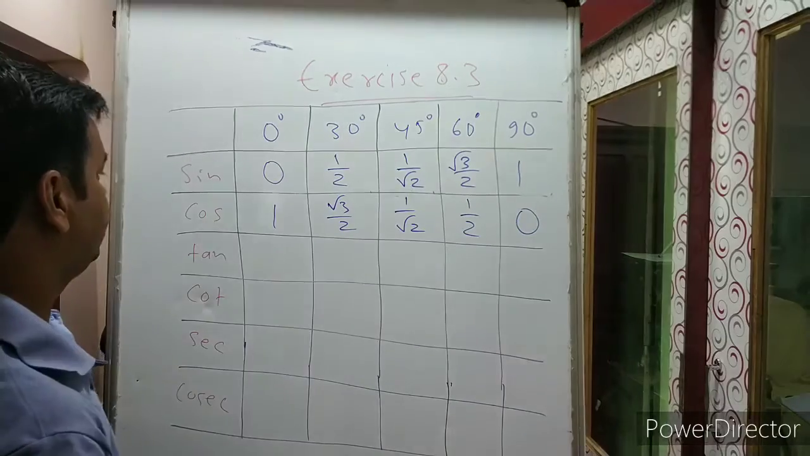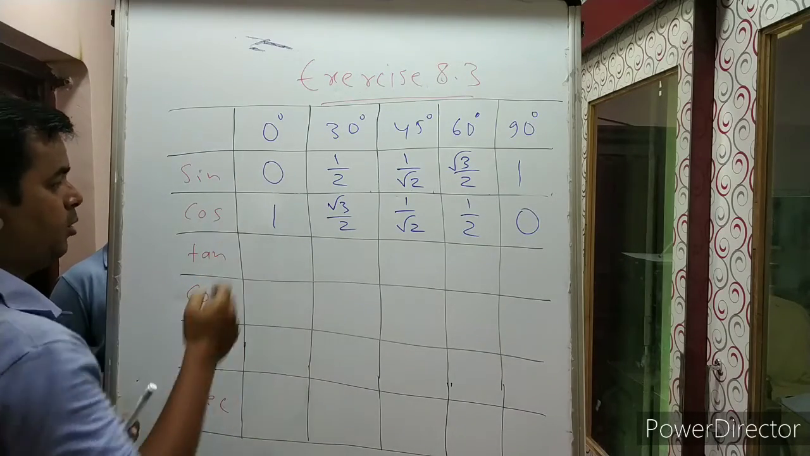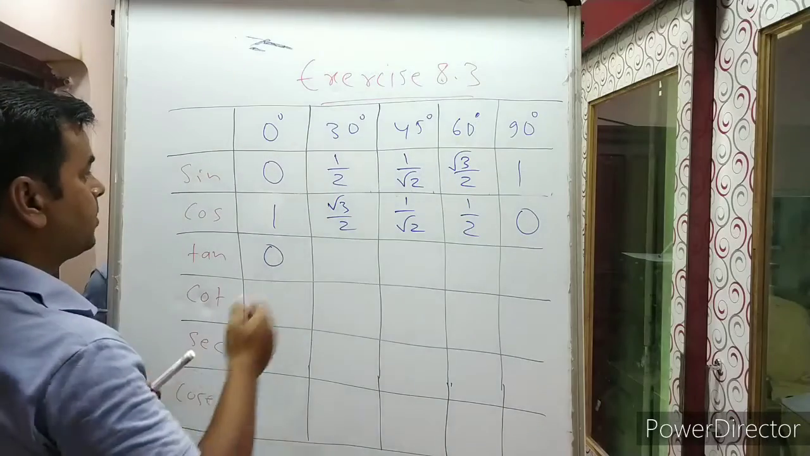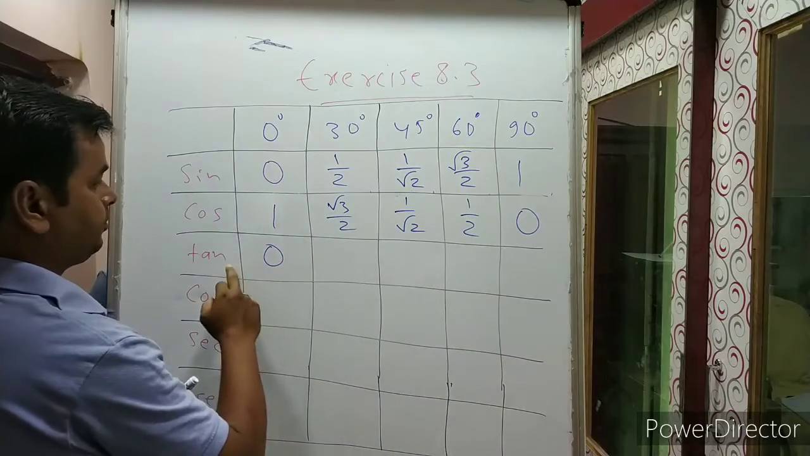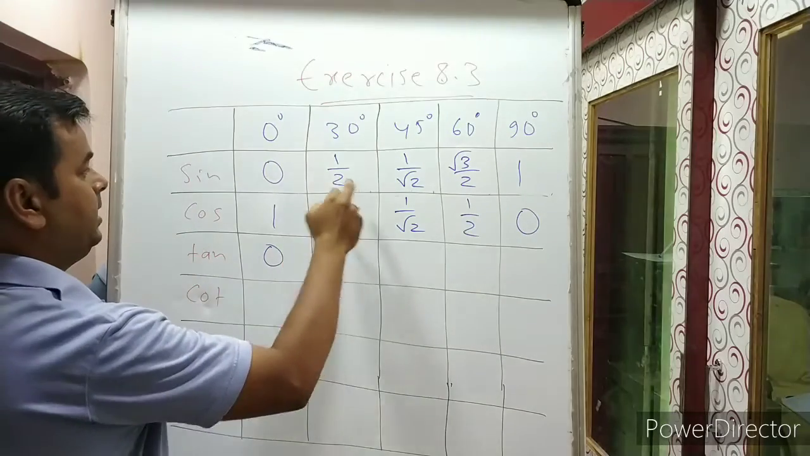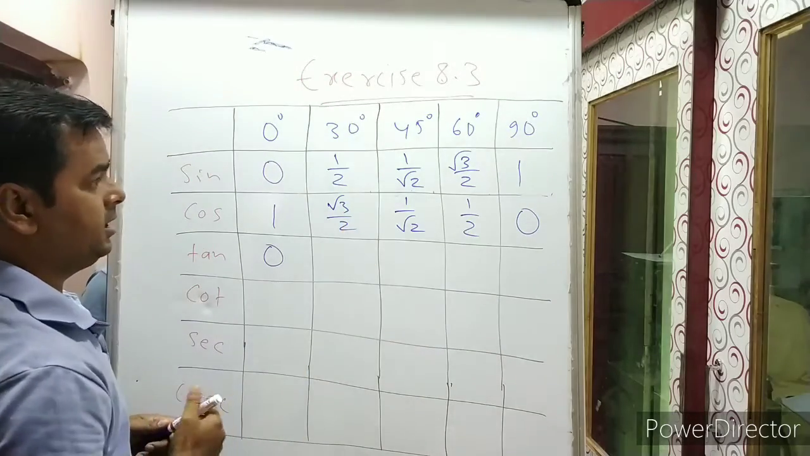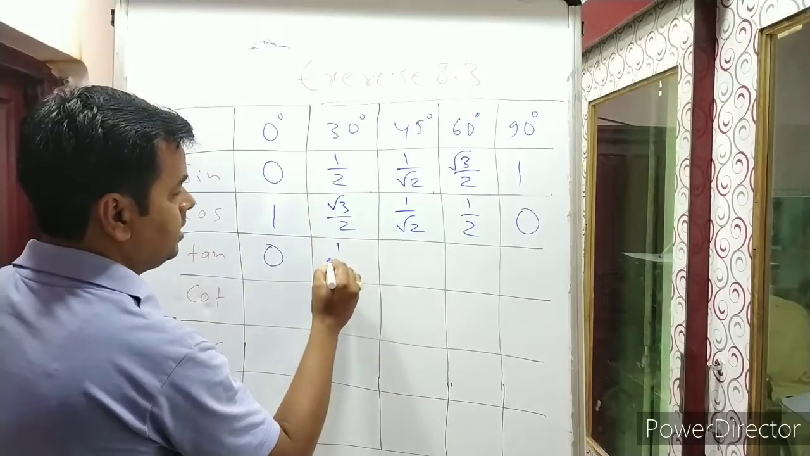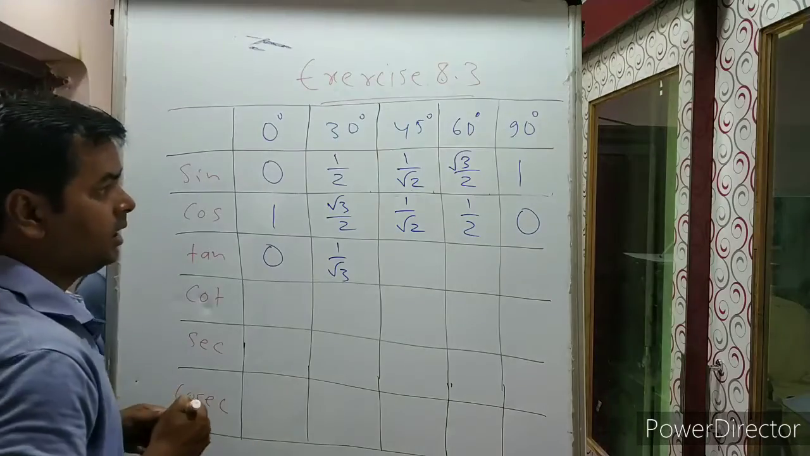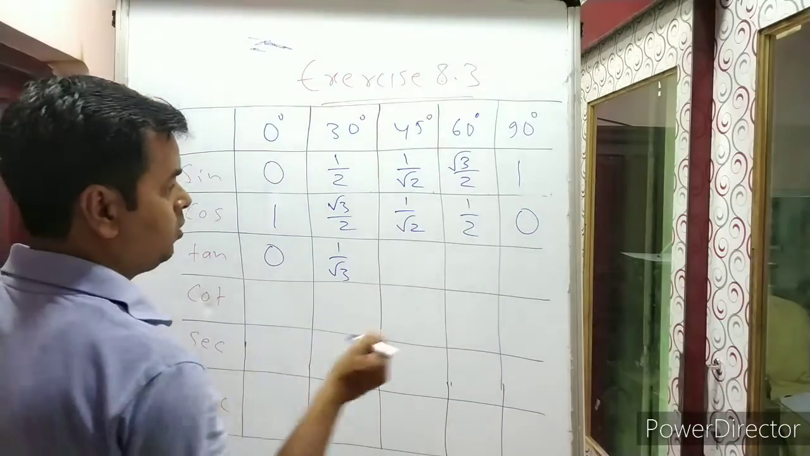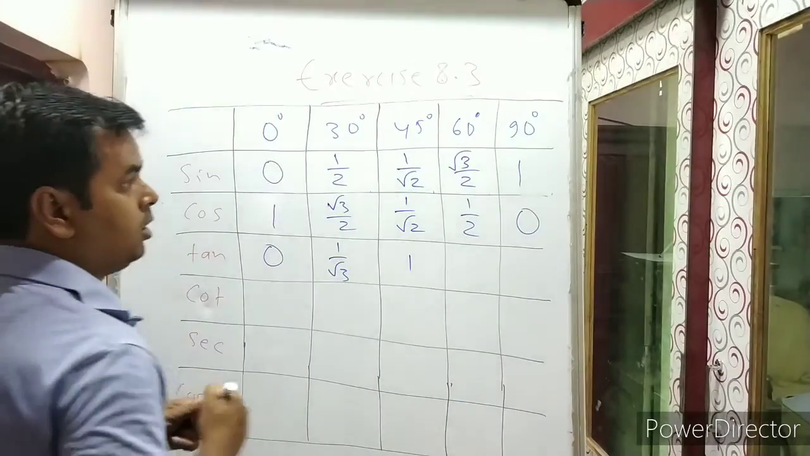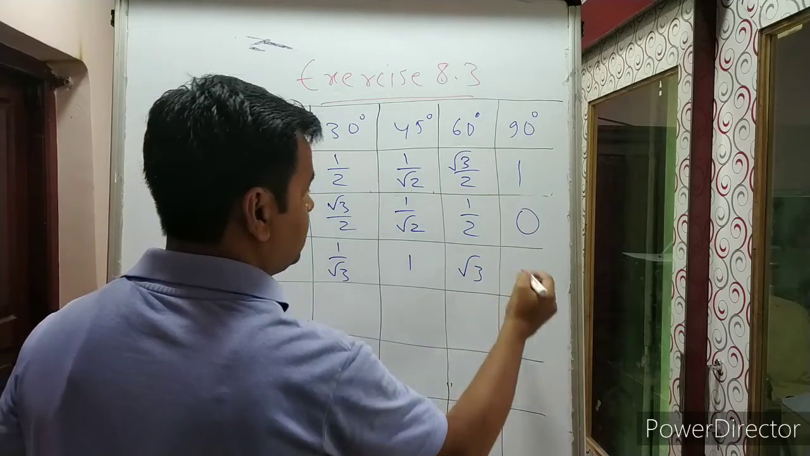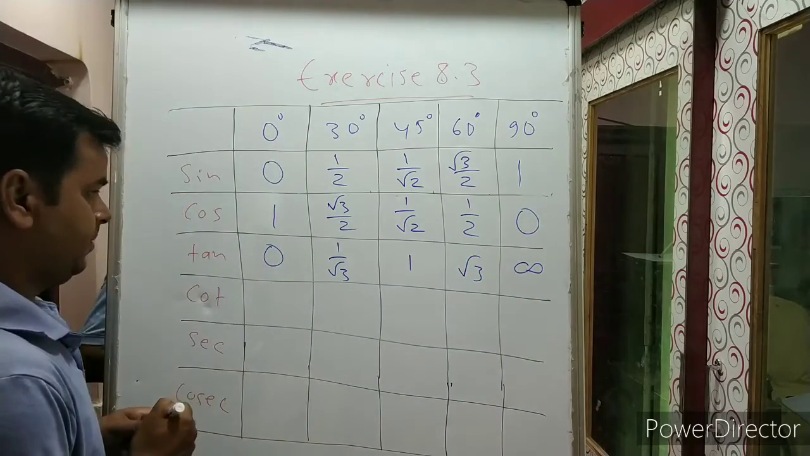Now after that, tan is sine upon cos. So 0 upon anything is 0. Tan 30 would be sine 30 upon cos 30. So 1 upon 2 upon root 3 by 2, which if you solve is 1 upon root 3. 1 upon root 2 upon 1 upon root 2 is 1. Root 3 upon 2 upon 1 upon 2 would be root 3. 1 upon 0 is infinite.